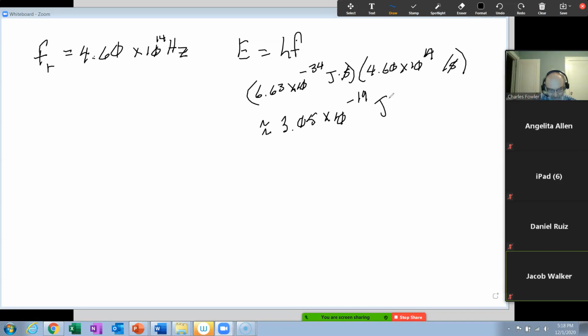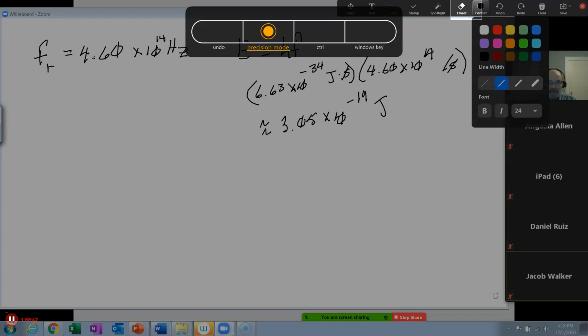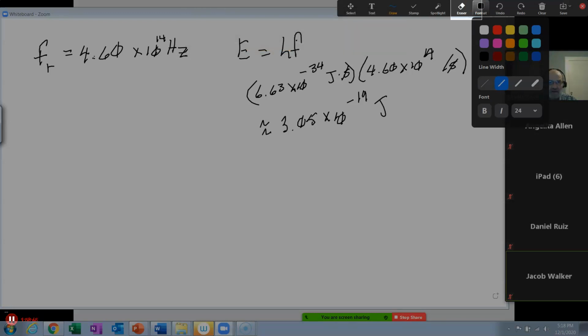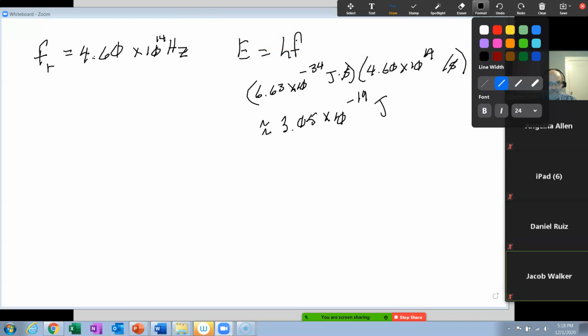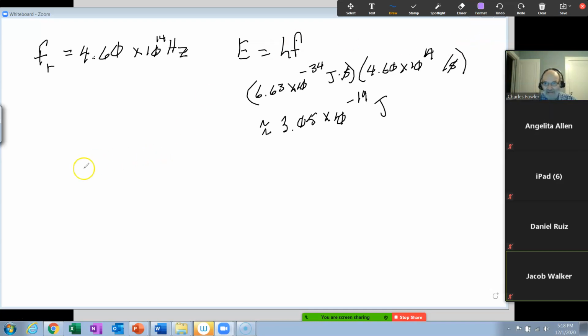Problem 8.2 says what's the energy of a photon of violet light. Violet light has a frequency of 7.30. Let's do this with a different color. Are y'all okay with that? That was red. I should have done that in red, but I can't get it. Okay, there we go. Let's do violet. That's as close to violet as I can get.